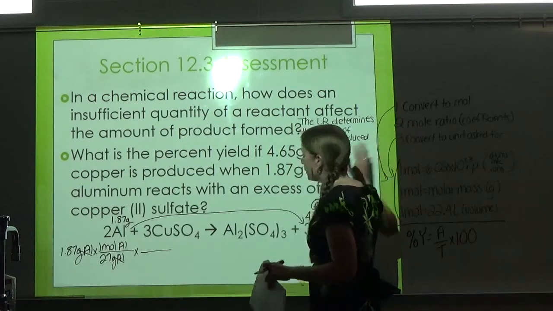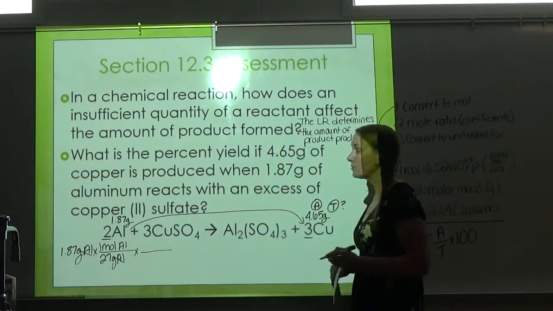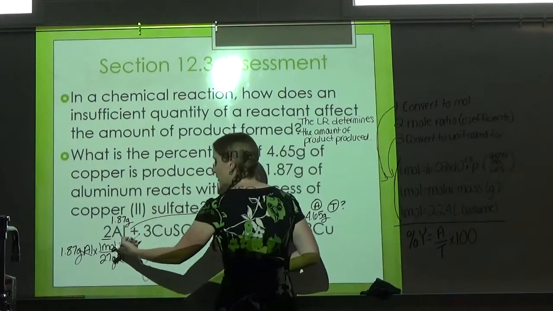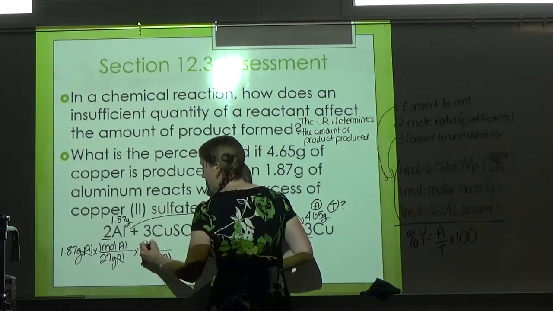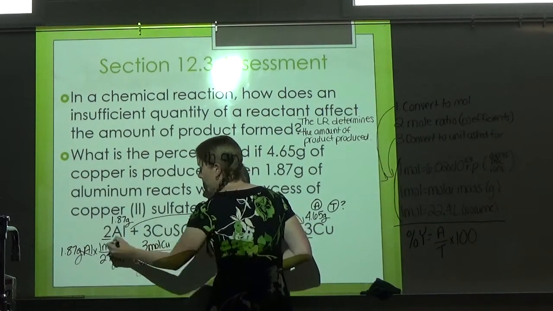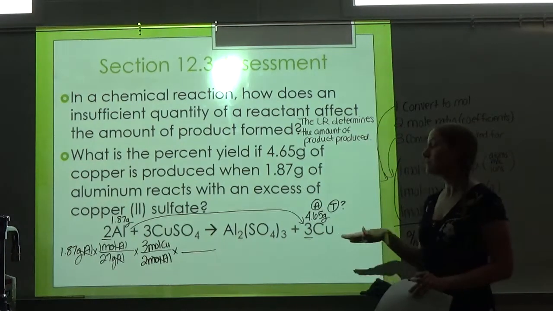Step 2 is mole ratio using coefficients. So I can see that 2 moles of aluminum yields 3 moles of copper. So I'm going to put my aluminum on bottom because I'm following my golden rule, and my 3 moles of copper on top. So now I've officially switched over to copper, so aluminum's gone.